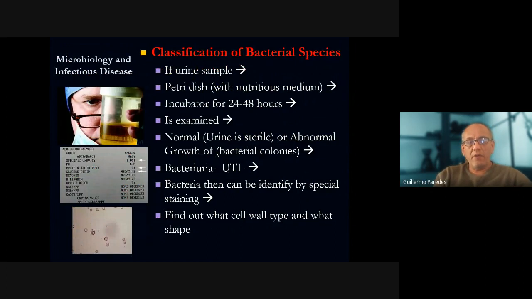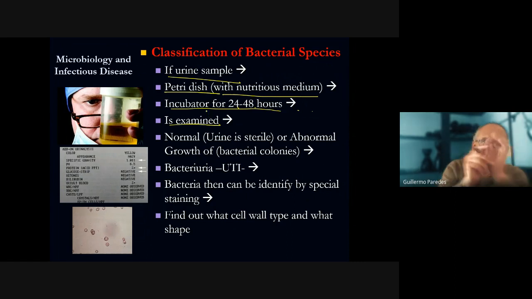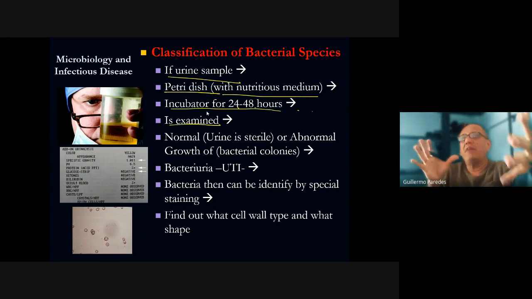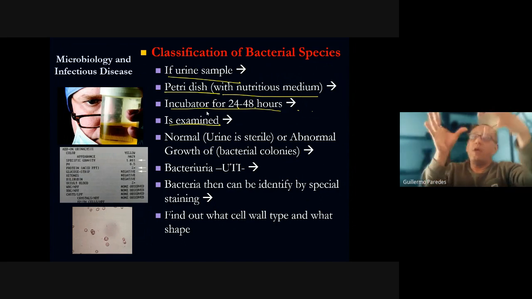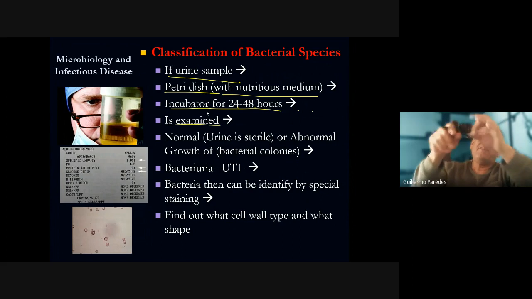So we are going to have the urine sample in a Petri dish with nutritious medium. They are going to incubate it between 1, 2, even 3 days and then examine it. So why do they do that? Because you cannot find one bacteria in the whole thing. You need a population of bacteria so that you can tell that that is the bacteria infecting this person, right?